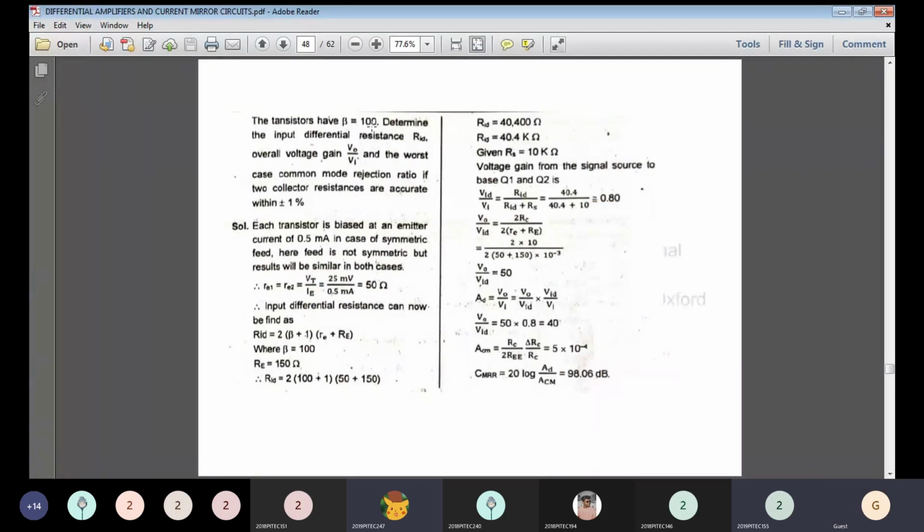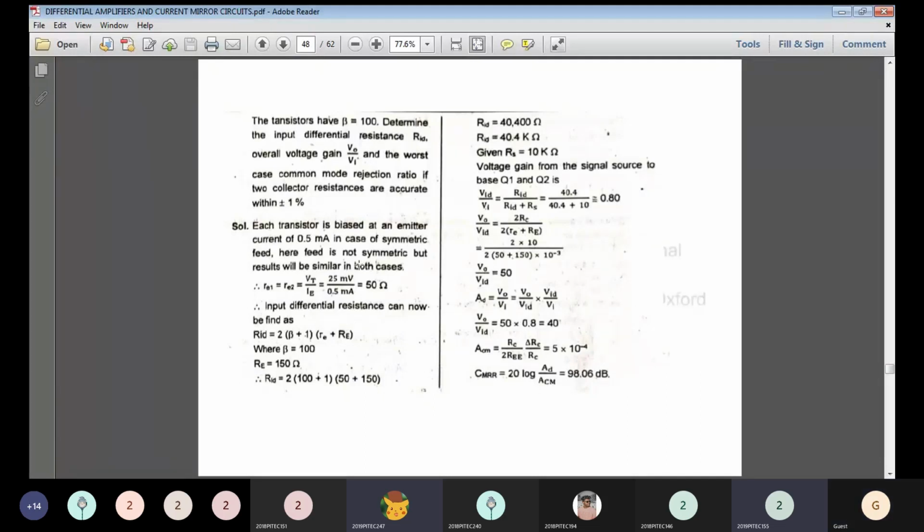The question asked is to determine the input differential resistance RID, and then the overall voltage gain. Voltage gain means output divided by input, so overall V0 divided by Vi is asked. And the worst case common mode rejection ratio. If the common mode rejection ratio is going to be calculated with some specific condition, that condition is mentioned here: if the two collector resistances are accurate within plus or minus 1%. So that condition we should apply in the problem. Each transistor is biased at an emitter current of 0.5 milliamps in the case of symmetric. Here it's fed non-symmetric, but results will be similar in both cases.